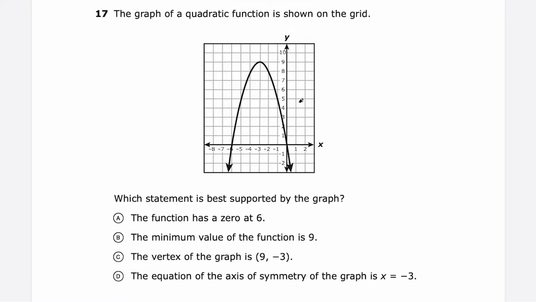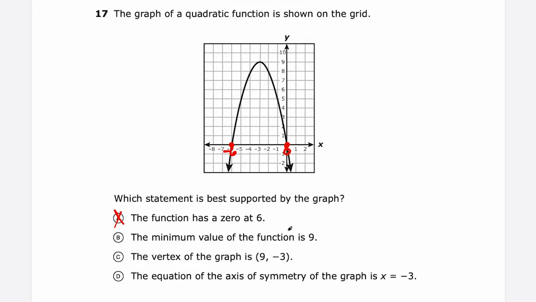Question 17, we have the graph of a quadratic function shown on the grid, and we want to know which statement is best supported by the graph. Well, A is out because it's saying the function has a 0 at x equals 6. But notice that this function hits the x-axis at negative 6 and at 0. So we would have two zeros at negative 6 and 0, not at x equals 6.